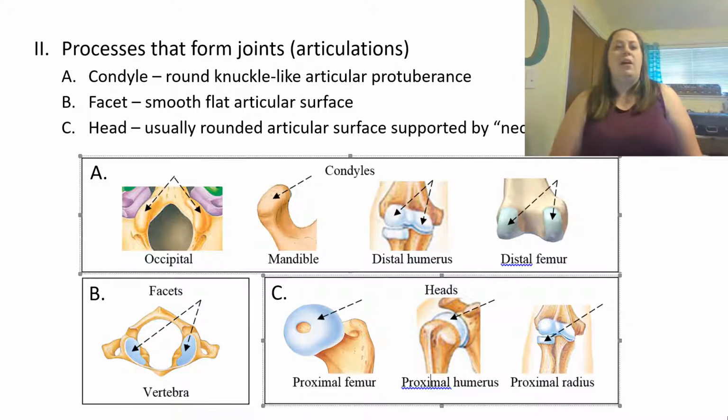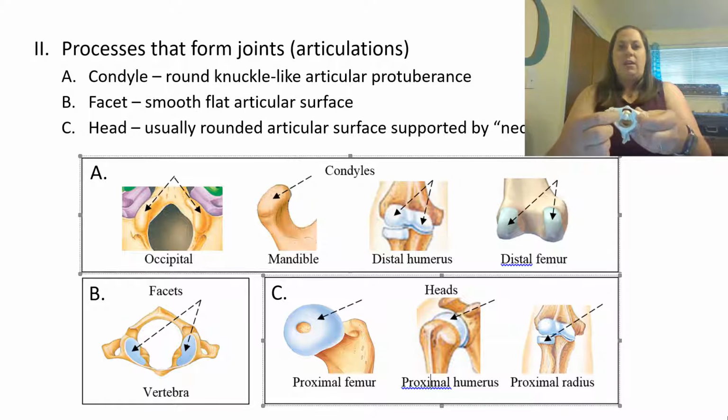Another one that we see that helps make articulations is going to be a facet. A facet is a smooth, flat articular surface. And so if you look right here on this vertebrae, you can see that this flat surface here is what we call a facet. This is where a condyle is actually going to come in.